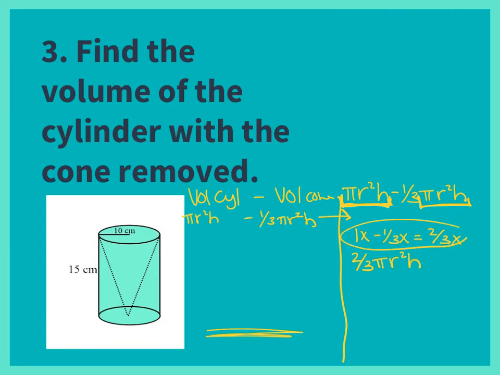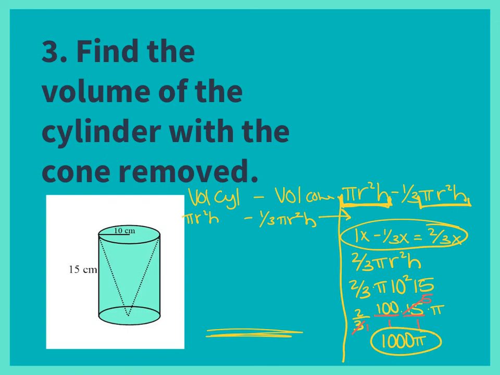Right? And this idea helps me visualize that. So I'm going to go ahead and solve that way. So I have 2/3 times pi times my radius, 10 squared times 15. So I have 2/3 times 100 times 15 times pi. Again, I'm going to do the good as gold thing. My 15 and my 3 are both divisible by 3. So I get 1,000 pi.